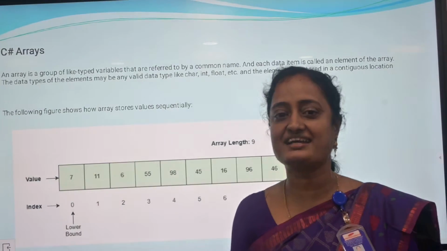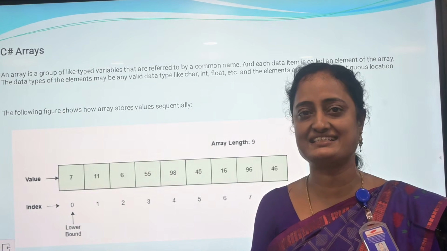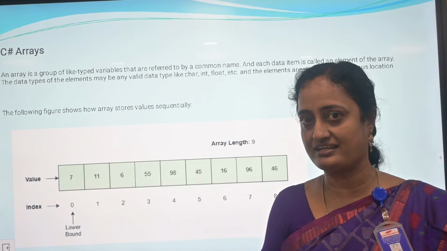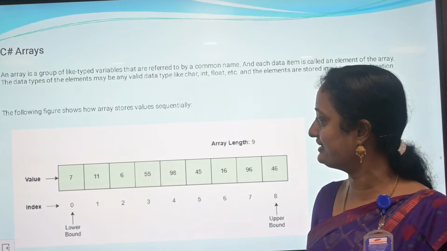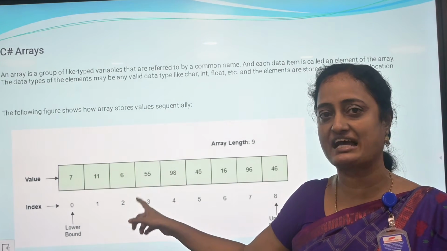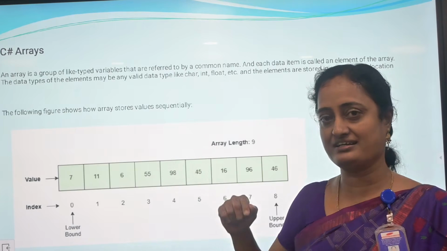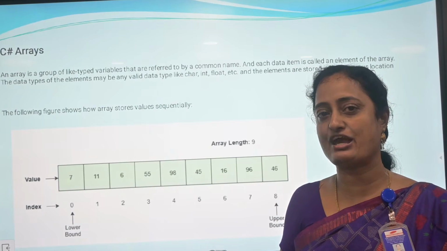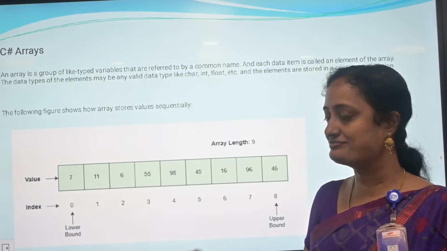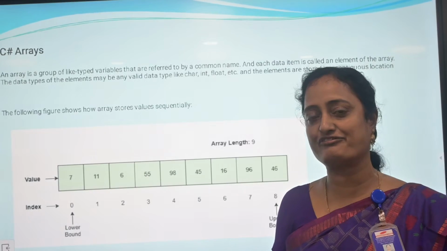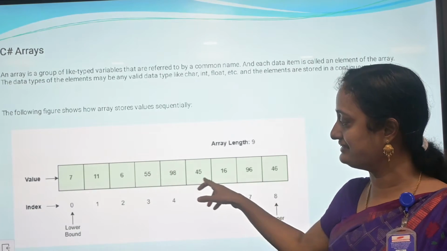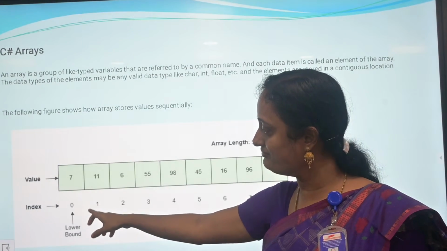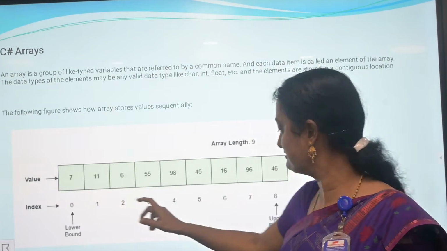Next, arrays. An array is a group of related elements that should be stored in contiguous memory allocation. Arrays always start with 0. Suppose you declare int a of 5, the first value starts from a of 0, then a of 1, a of 2, a of 3, like this. So an array always starts with zero.